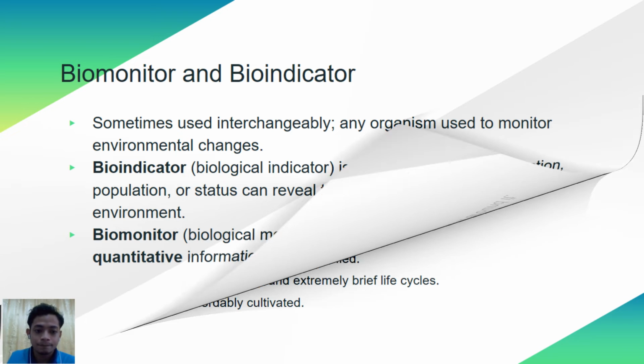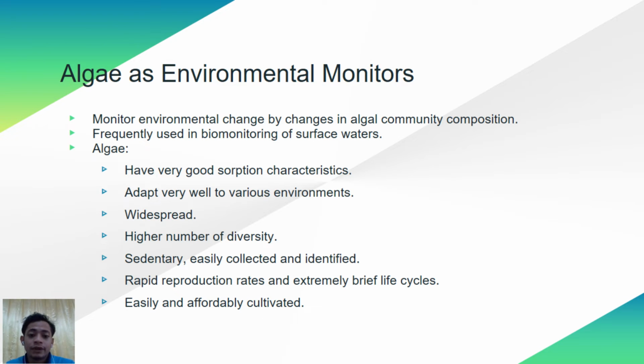So algae as an environmental monitor: algae is used to monitor environmental change by changes in the algal community composition, and they are frequently used in biomonitoring of surface waters because that's where algae usually live.